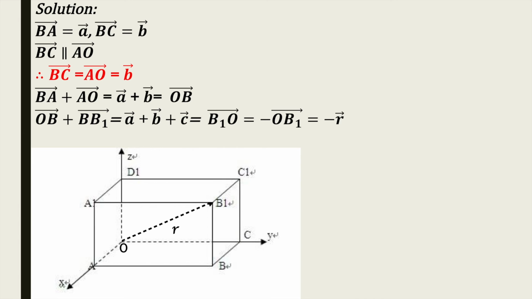Vector OB plus vector BB1 equals vector A plus vector B plus vector C equals vector B1O. And vector B1O equals negative vector OB1, which is equal to negative vector R. So, vector R equals negative vector A plus vector B plus vector C, which is equal to vector A minus vector B minus vector C.